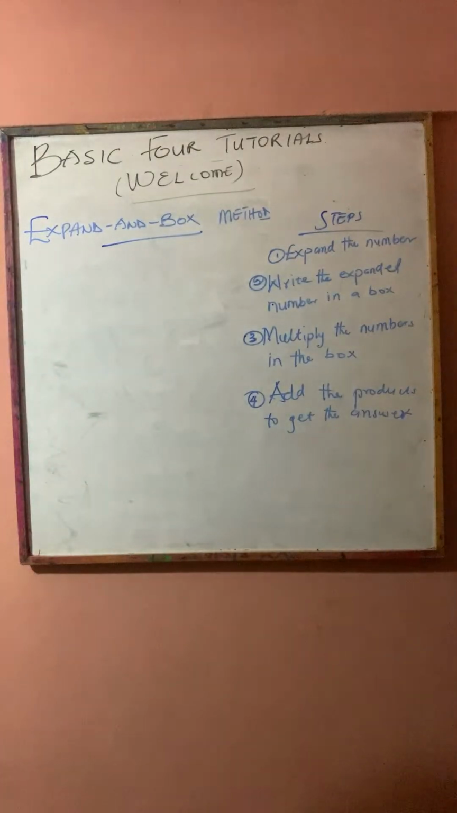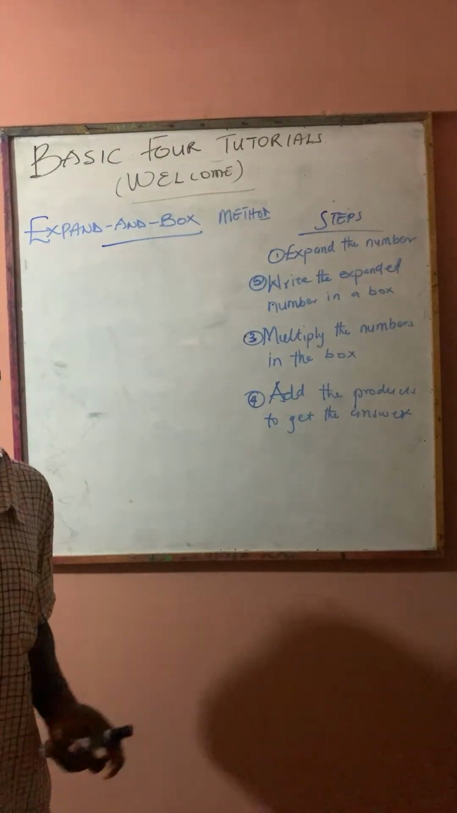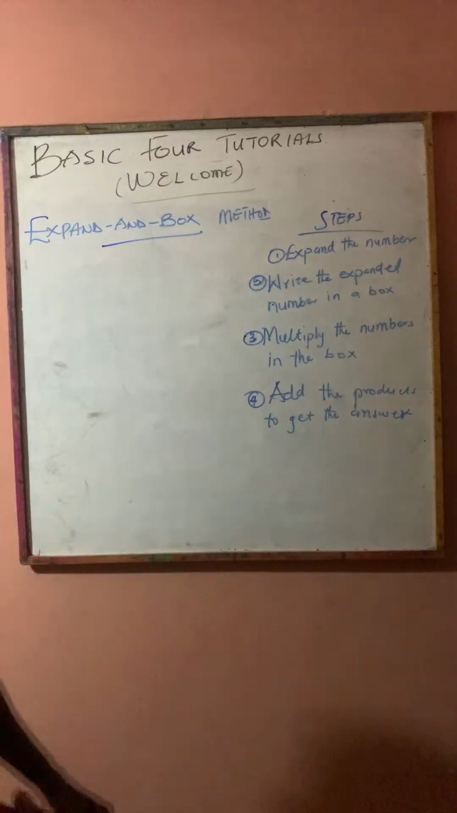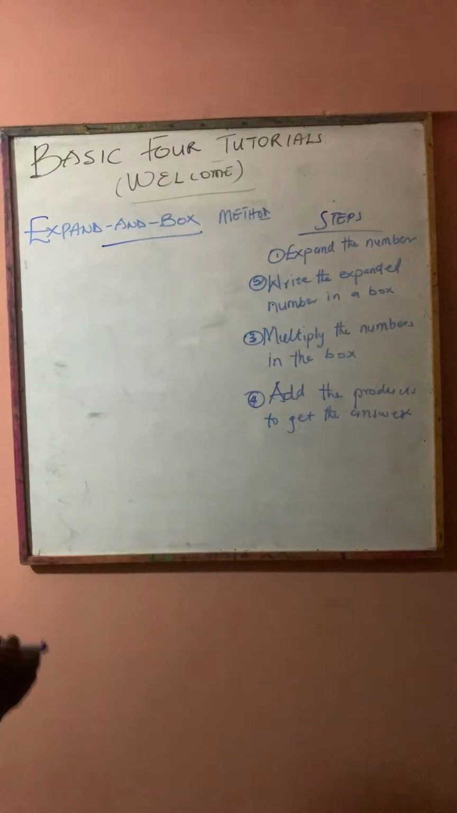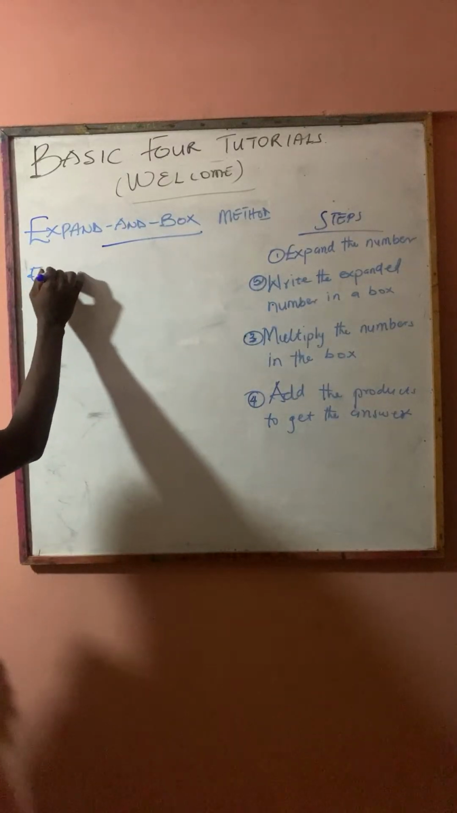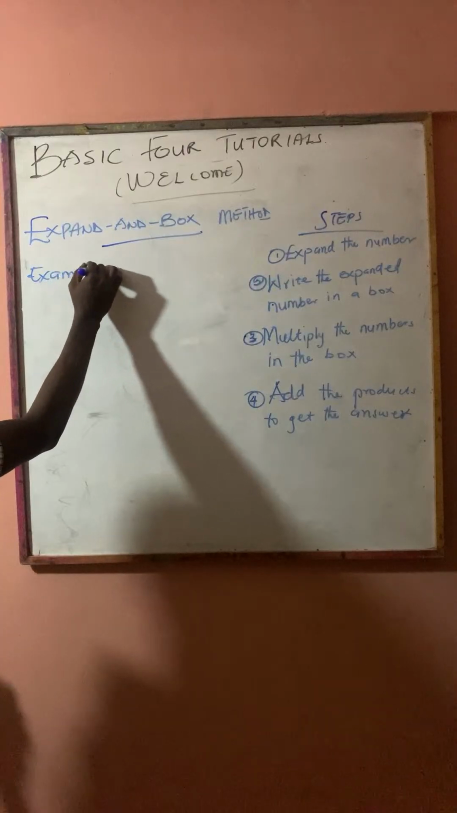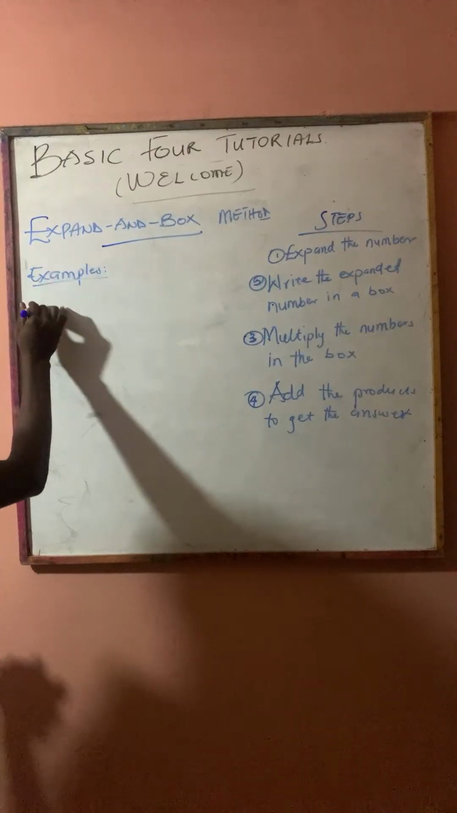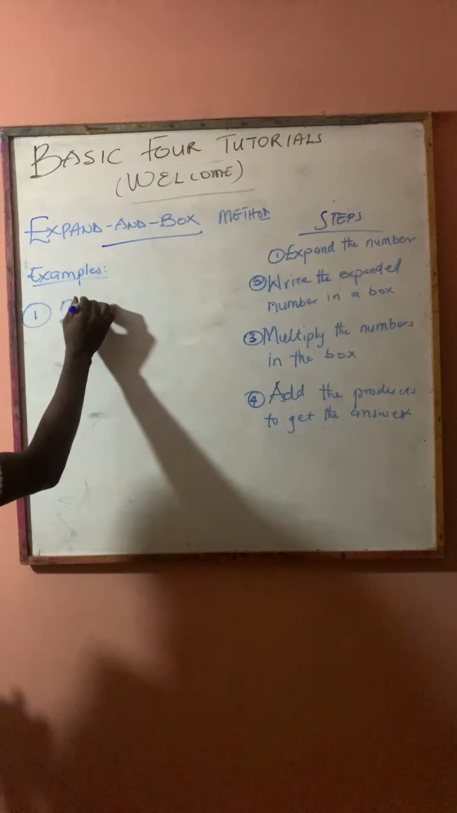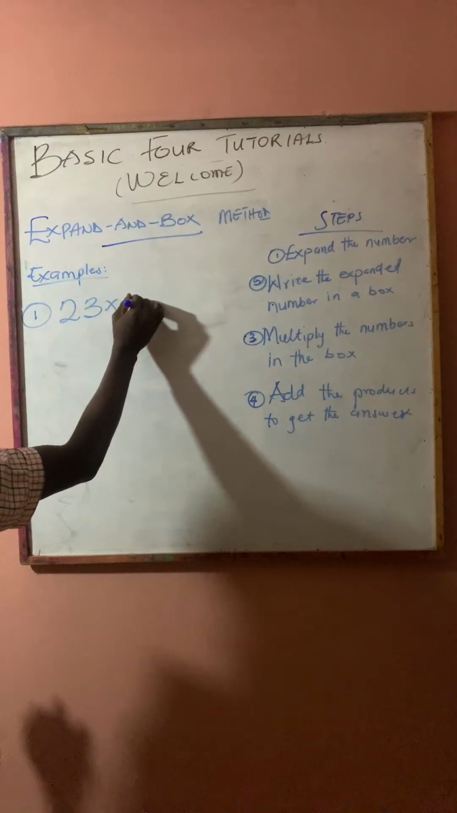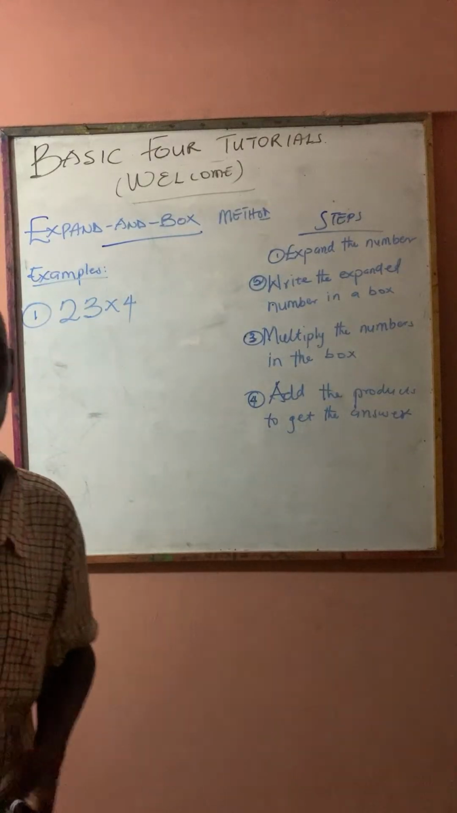So we add the product to get the answer, okay? Through these 4 steps in the expand and box method. So let's take an example. Let's say 23 times 4, okay?